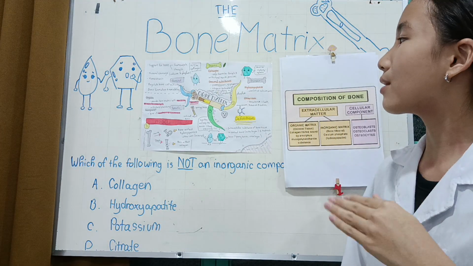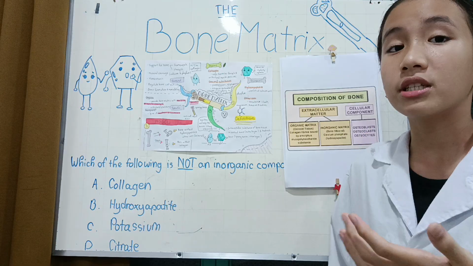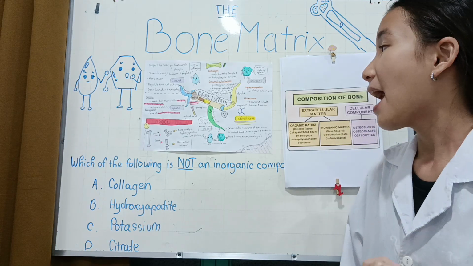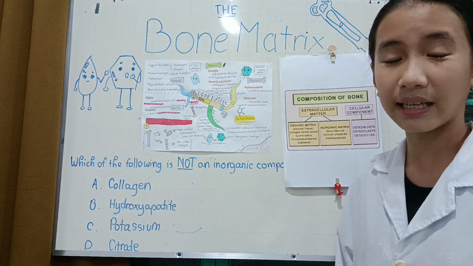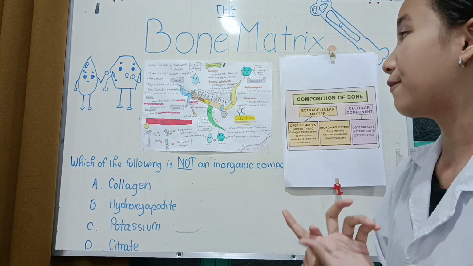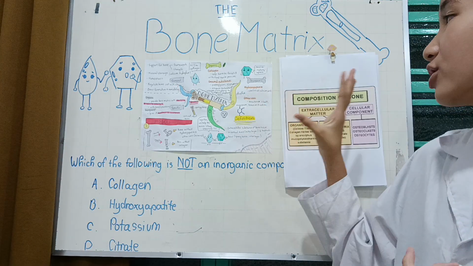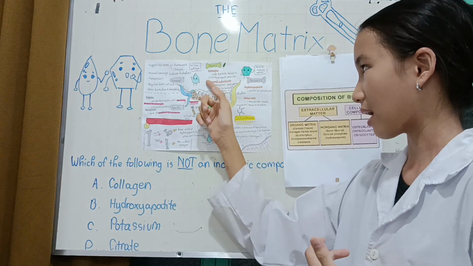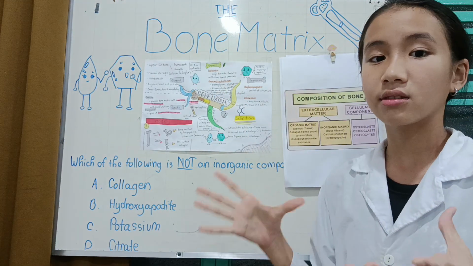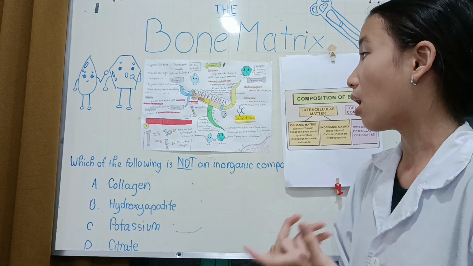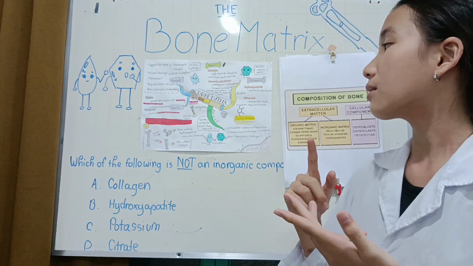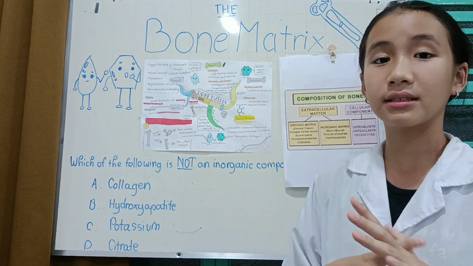Next, we'll talk about the inorganic compounds, which include the hydroxyapatite and also other ions. So the hydroxyapatite consists of calcium and phosphate. So that is the hydroxyapatite that I talked about in the ground substance. Other ions of the inorganic compounds may include bicarbonate, citrate, magnesium, potassium, and sodium.